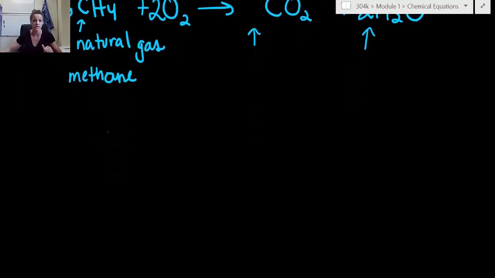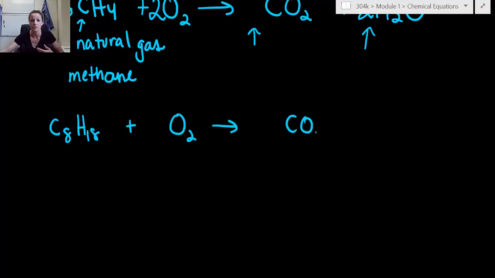So let's try a new example. So that was natural gas. Let's try actual gas or gasoline, otherwise known as octane. So that is C8H18. We again are going to treat it with oxygen, and we will produce carbon dioxide and water.